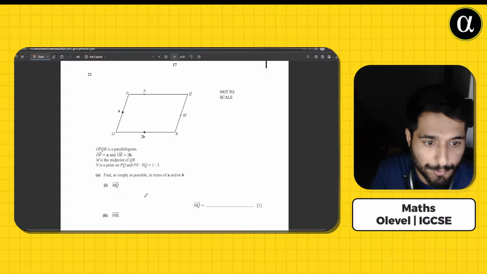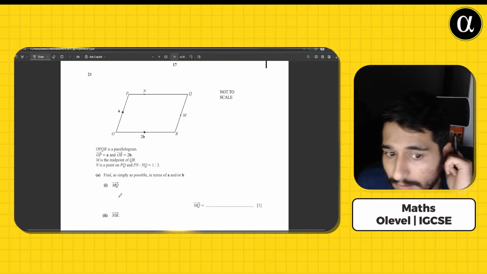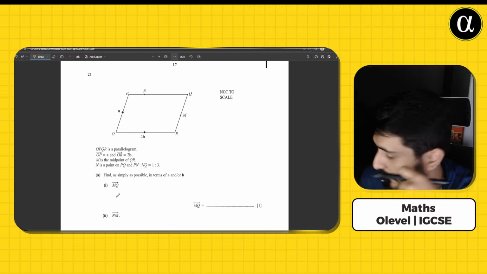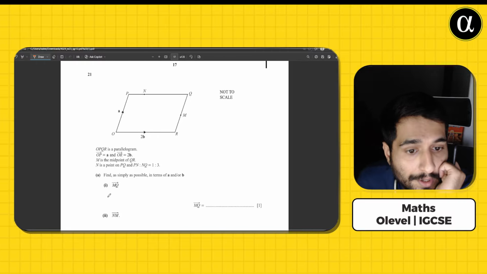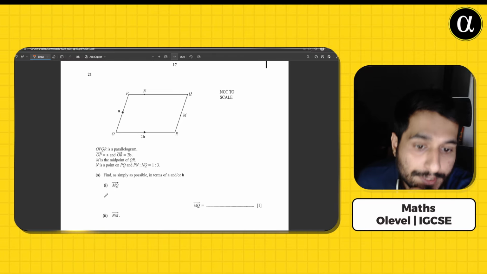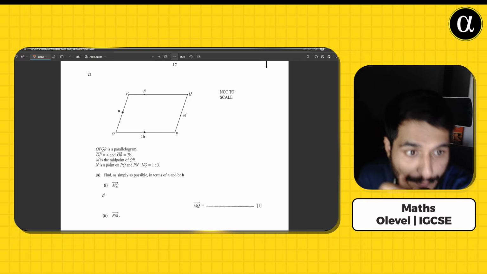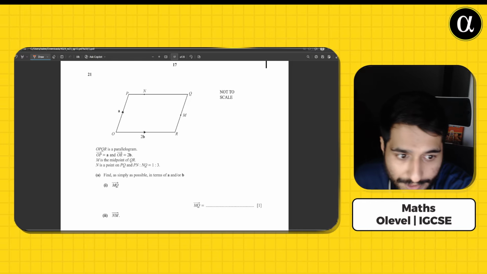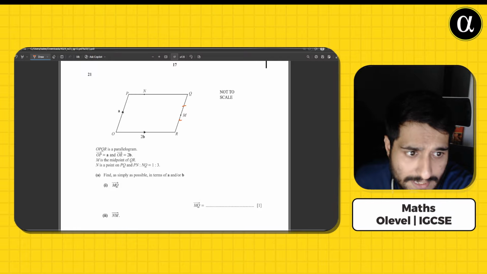Let's solve question number 21. Question number 21 says that OPQR is a parallelogram. OP is equal to a and OR is equal to 2b, sorry. And M is going to be the midpoint of QR. If M is the midpoint, we already know these values. Let's see what the examiner demands.